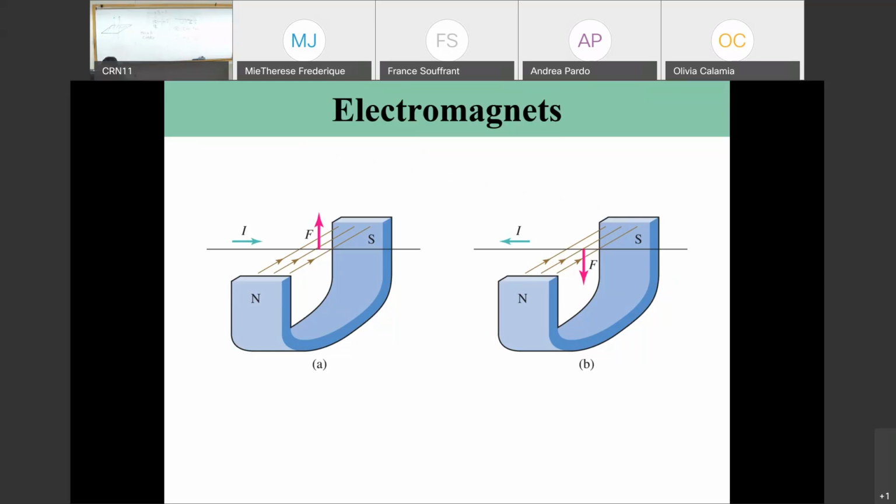But look what happens if I change the direction of the current. Now the force goes downwards. Just by changing the direction of the current, we can reverse the polarity, in other words.